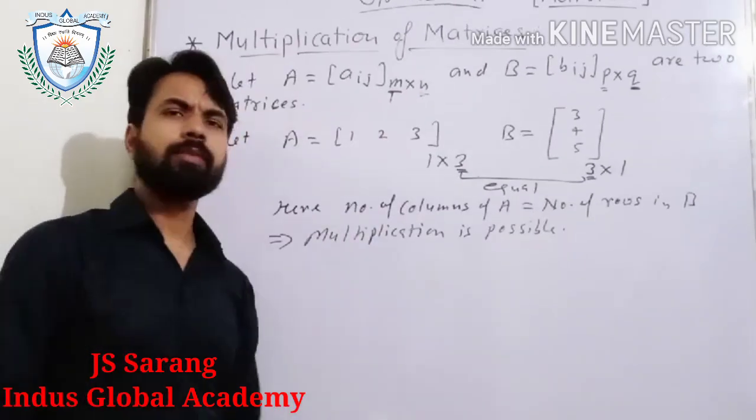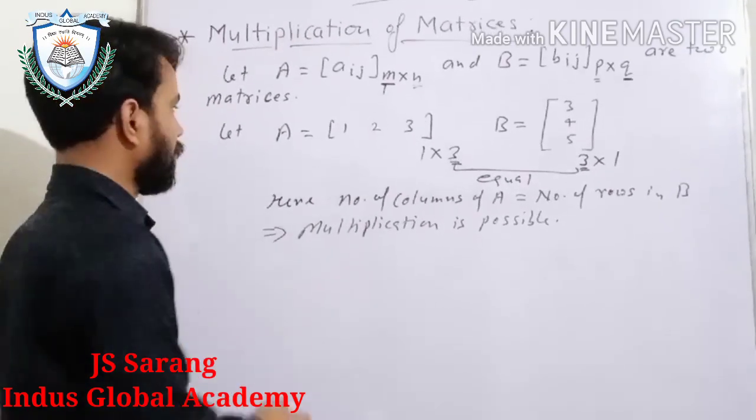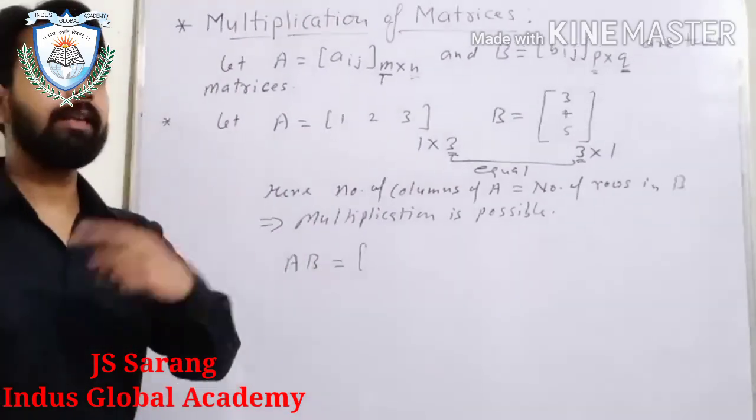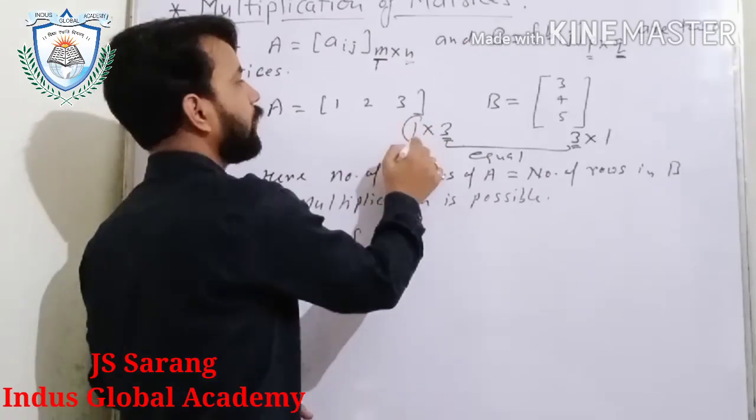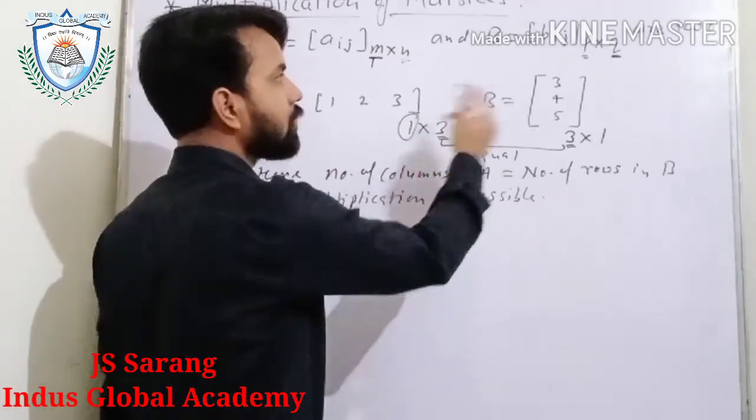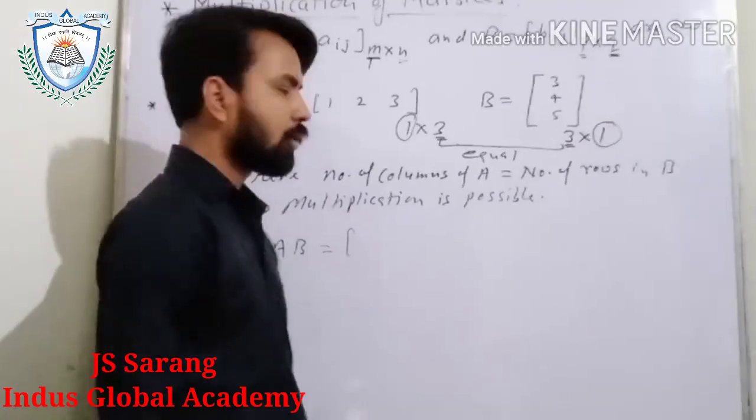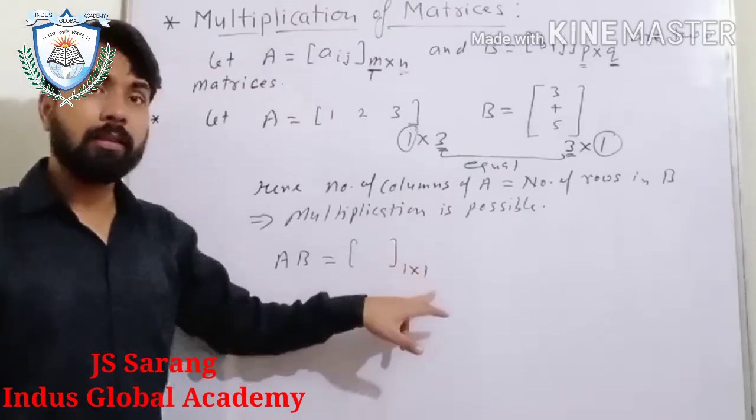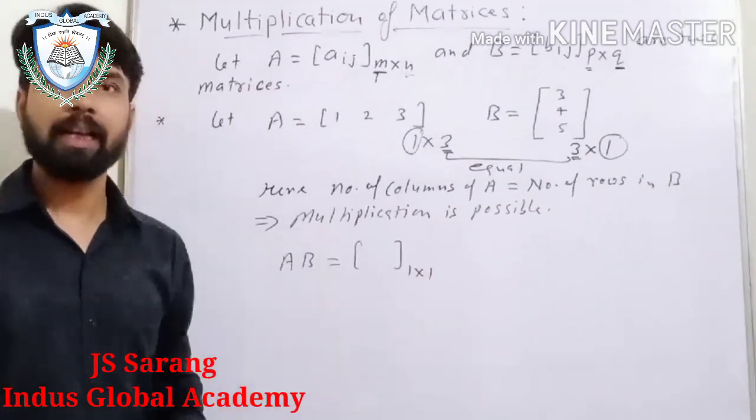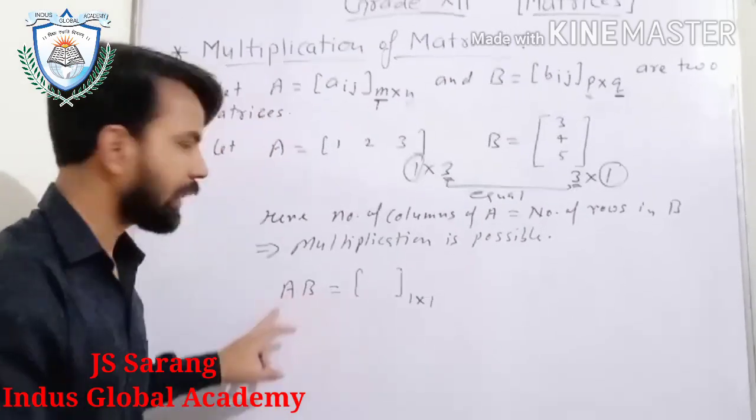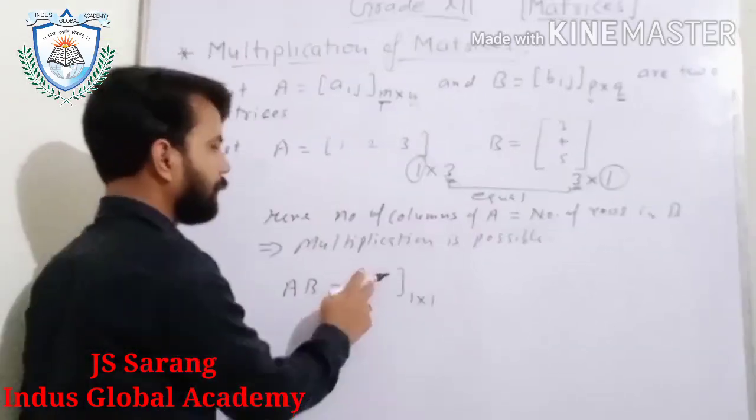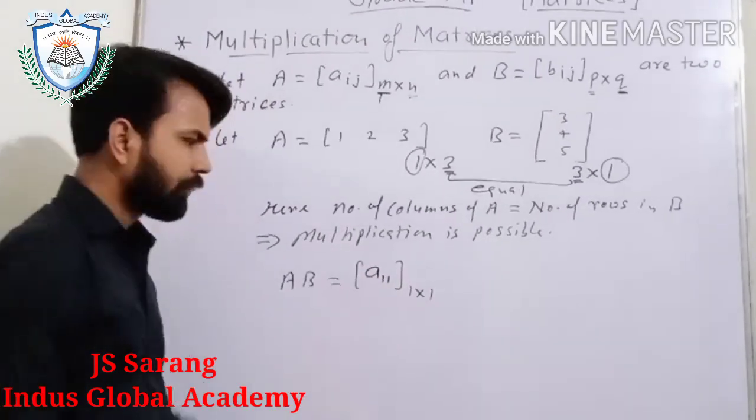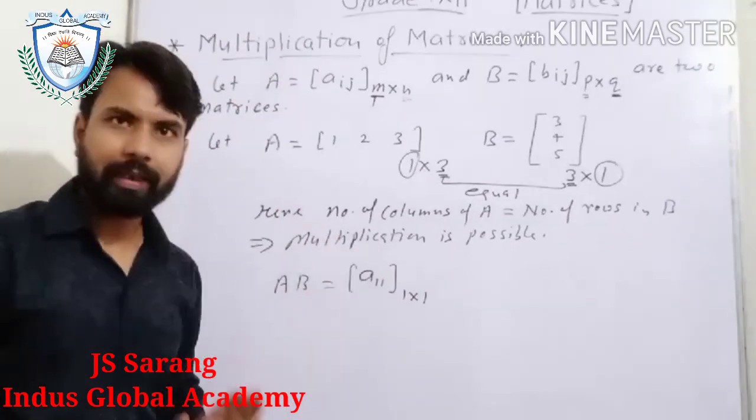If multiplication is possible, then what will be the order of the product? So the product is defined as AB. So the order of the product will be what I told you. What is the first quantity of the first order? That is 1. And the last quantity of the last matrix, that is 1. So the order of the product will be 1 by 1. 1 by 1 means 1 row 1 column. That means there is only one element present in this matrix. Only one element. So that means A11, first row first column. Only one row and one column. Are you getting this? Okay.